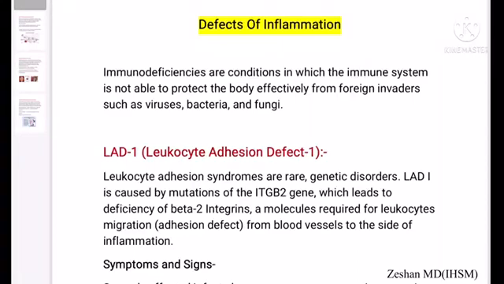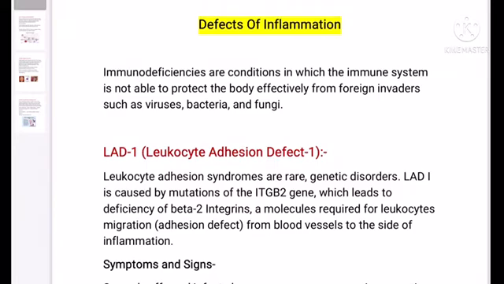Today we are going to talk about the defects of inflammation. In the first two lectures we talked about the types of granuloma and the introduction to inflammation. Today we will talk about some defects in inflammation.